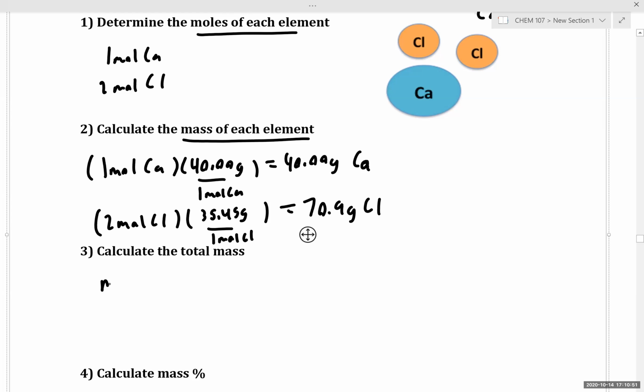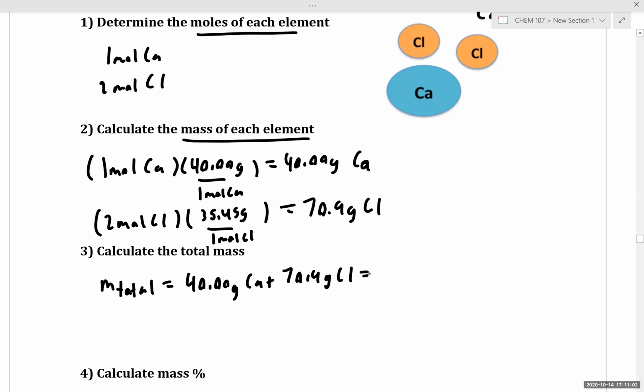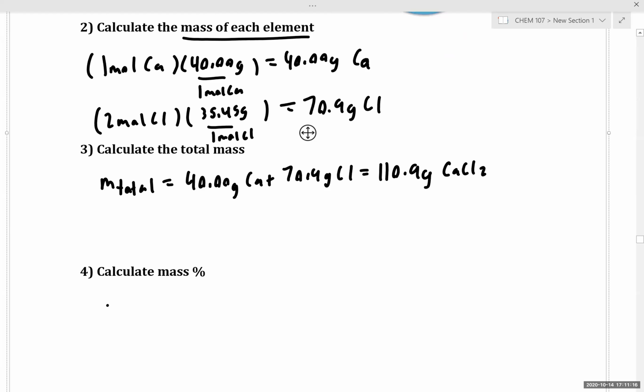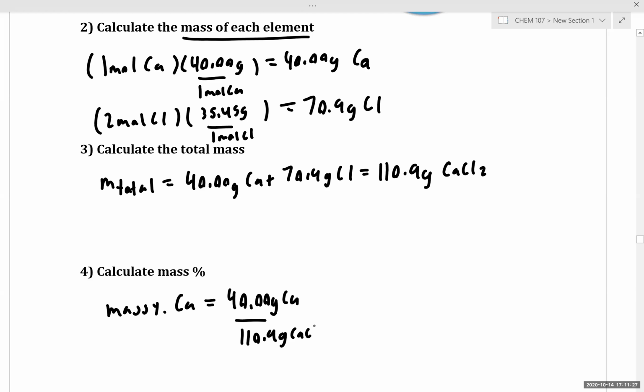Okay, we can now calculate the total mass. So the total mass would be the mass of calcium plus the mass of chlorine. And that in turn gives us 110.9 grams total for calcium chloride. And now that we have the total mass, we can calculate the mass percent. So in this case, the mass percent of calcium, we get 40.00 grams of calcium over 110.9 grams of calcium chloride times 100%.